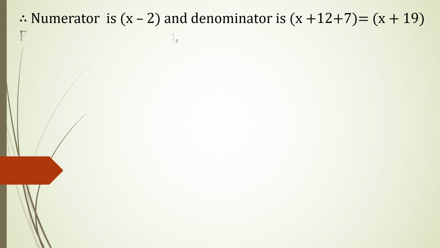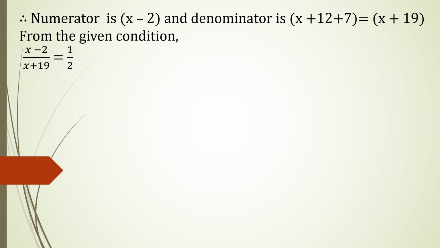Okay. Now what is the given condition? That the new fraction which is formed by this is equivalent to 1 upon 2. So this is the condition. So I'll write down x minus 2 upon x plus 19 equal to 1 upon 2. So we have framed our mathematical statement. So now we'll solve this equation. We'll cross multiply. So 2 into x minus 2 equal to 1 into x plus 19.